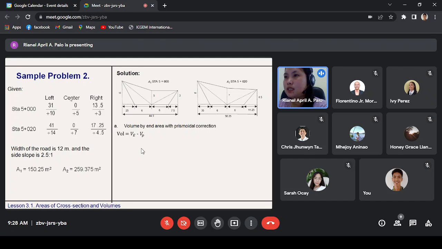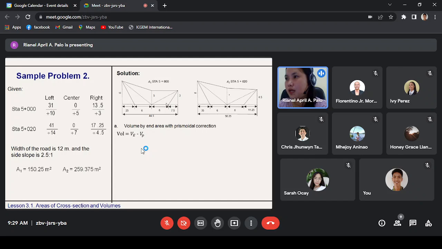Okay? Then sa atong center, we have 0, then vertical distance is positive 5, so upward. Then sa atong left, from the center point to the left side, we have the horizontal distance na 31 meters. Then ang atong vertical distance is 10 meters. So ang atong side slope is the intersection sa atong slope stake to the end sa atong base. Then ang atong base ni I is 12 meters. So from center point to the left, we have 6 meters.